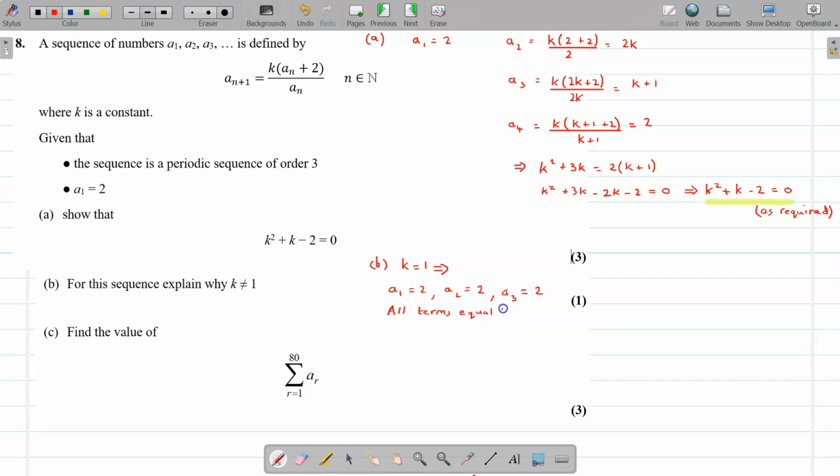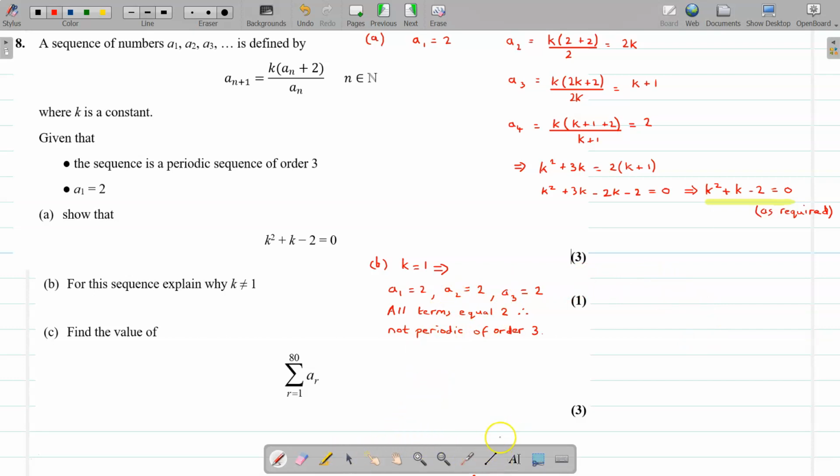And that means, therefore, that it is not periodic of order 3. Okay, because we're told that it has to be periodic of order 3. And if it's just a string of 2s, then it wouldn't be. So that's what they'll be looking for in that answer.